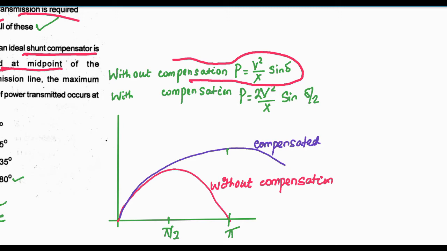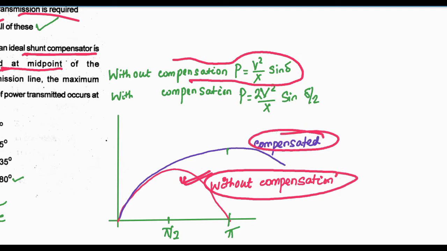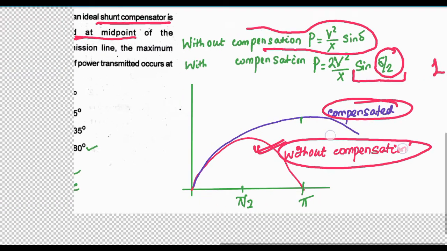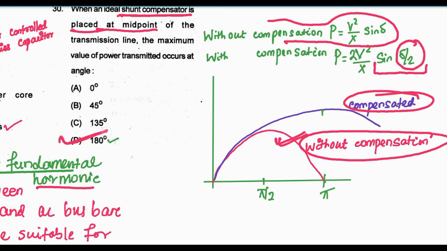So with this one representing the power without compensation, and this one representing the compensated power. As delta by 2 is given, for maximum power sin delta by 2 should be 1. For sin delta by 2 to be 1, delta by 2 has to be 90 degrees, and delta has to be 180 degrees, that means pi. So at 180 degrees the line will transmit the maximum value of power.